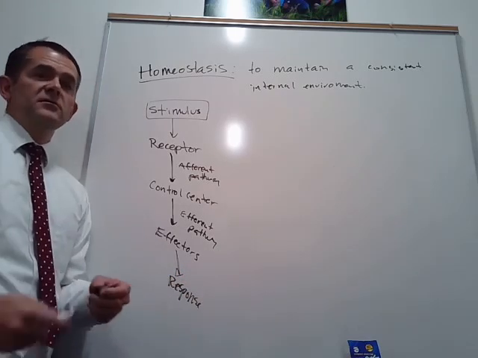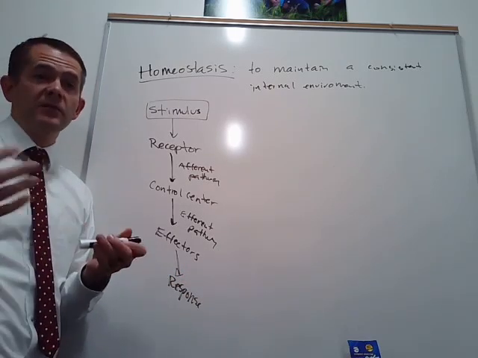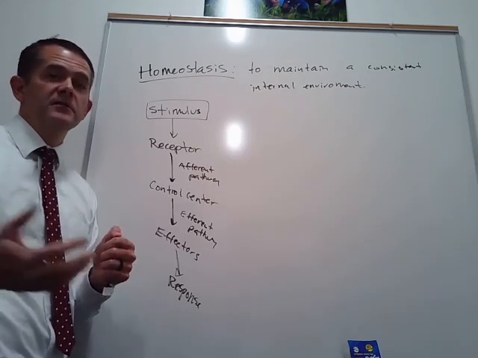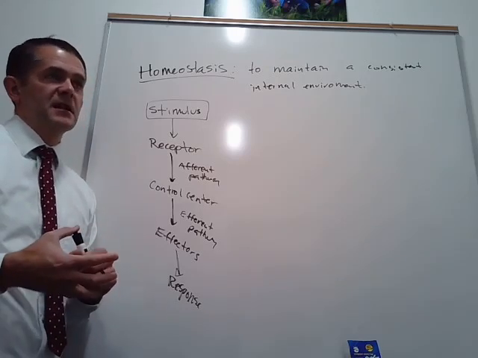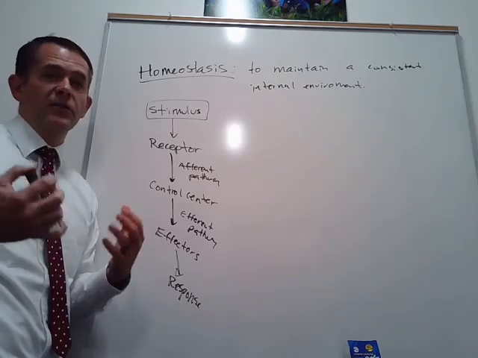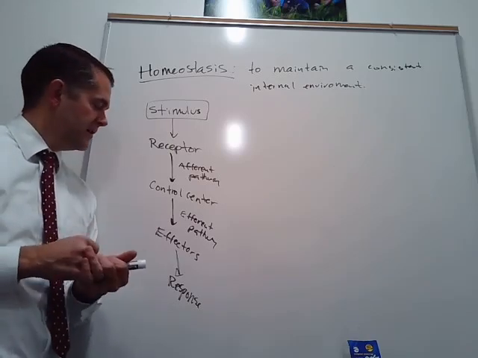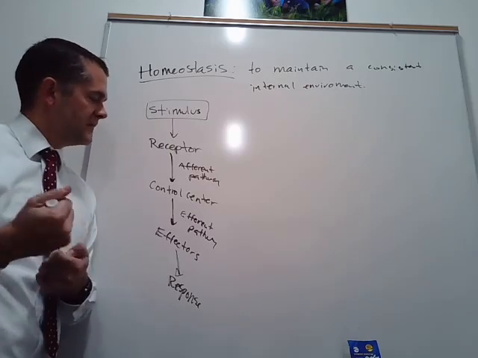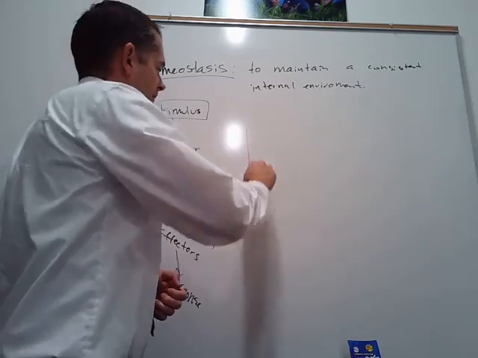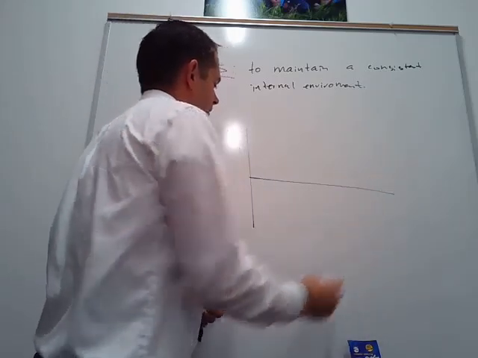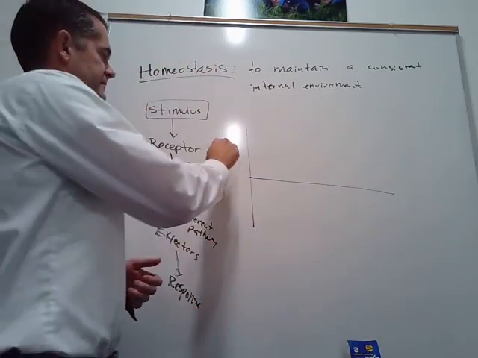So let's do an example in the book, but it's good to try to figure out other ones. And then maybe we'll use an example of how a thermostat works in a house or something like that. Okay, so let's draw a little graph like you have in your teaching sheet here. And let's just do blood pressure.